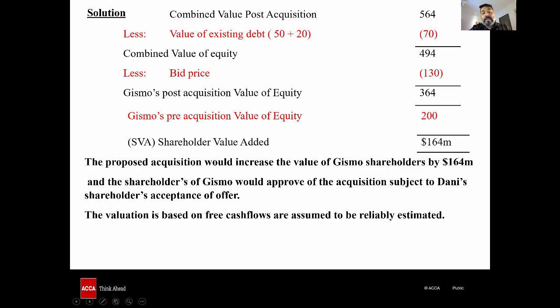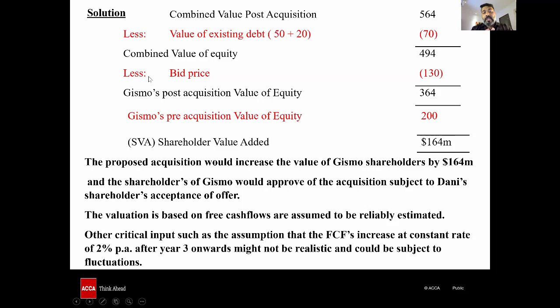The valuation is based on free cash flows that are assumed to be reliably estimated. And other critical inputs such as assumptions, that is, the free cash flows increase at a constant rate of 2% after year 3 onwards, might not be realistic and could be subject to fluctuations.